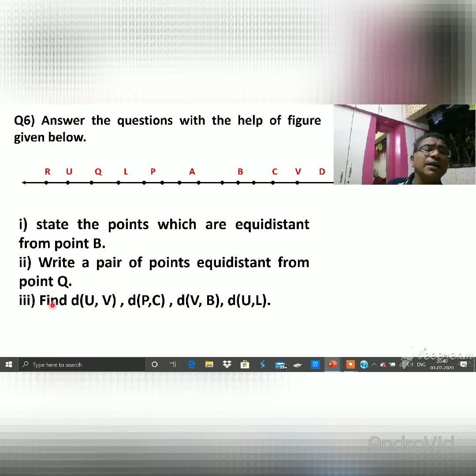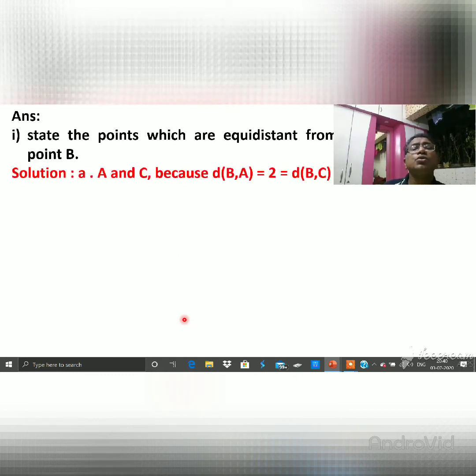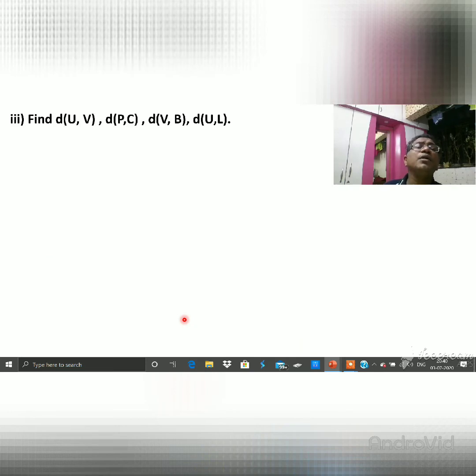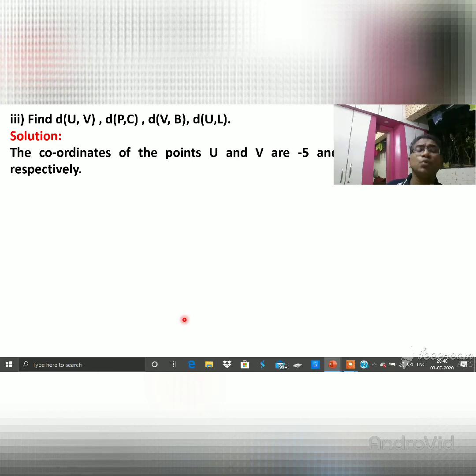मग आता आपल्याला काय करायचं आहे? फाइंड द डिस्टन्स UV, PC, VW. Okay. So that you want to find out. So this answer we have already seen. Then this is also, see, L and U and P and R. Then another, find the distance UV. So how can you find the distance UV?